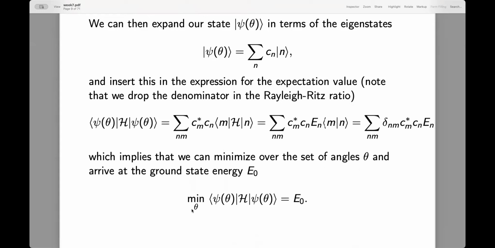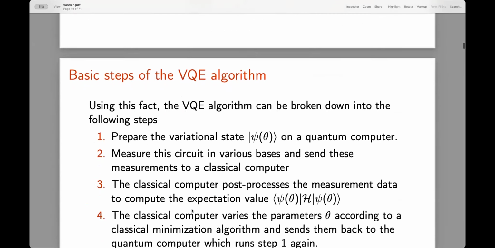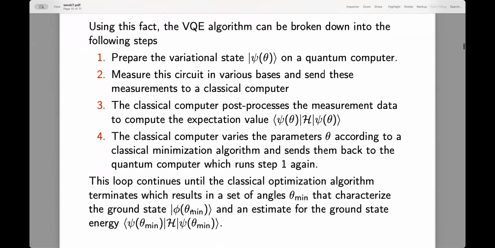And that's essentially the basic philosophy of the VQE algorithm, which means that you would start by preparing a given state on a quantum computer. This can be done by these rotation operations, which are unitary operations. Then you would measure this circuit in various bases and send these measurements to a classical computer. The classical computer post-processes the measurement data to compute the expectation value, and it also finds the optimal values here. And you would continue that loop till the gradients go to 0.